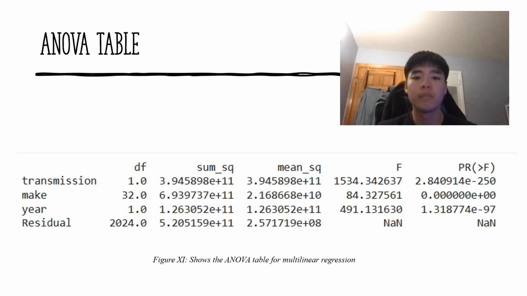So for our ANOVA table, we selected 3 elements to measure their variability in the prices of cars, and the 3 factors we chose are transmission, make, and year. For these elements, we can see that they have large f-stat values and very, very small p values, which shows that these elements are statistically significant in the prices of the cars.